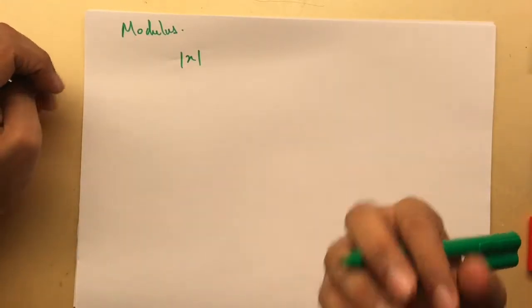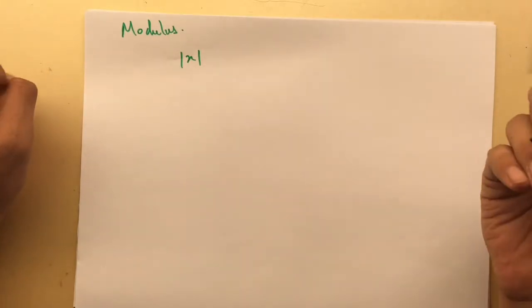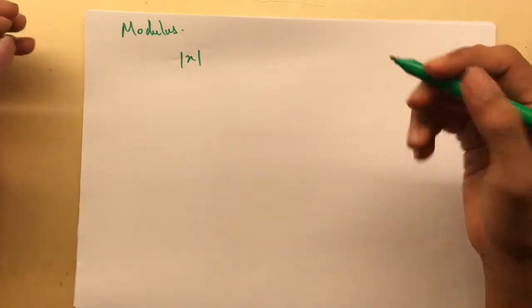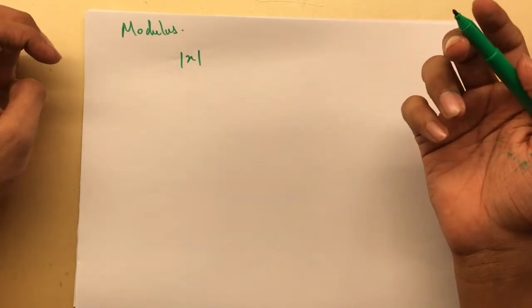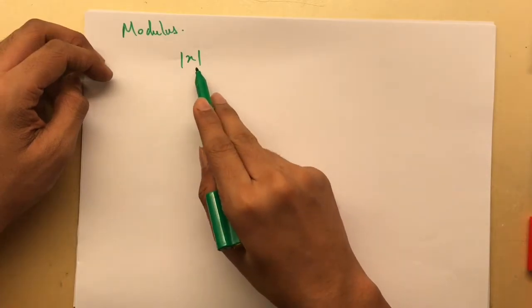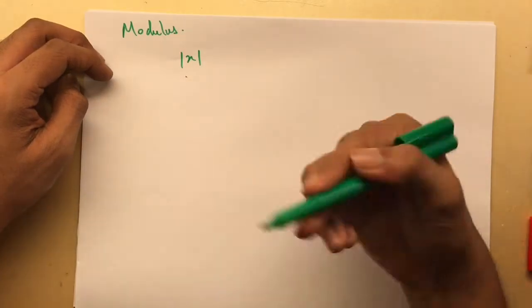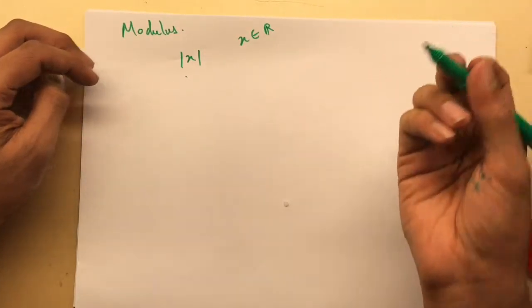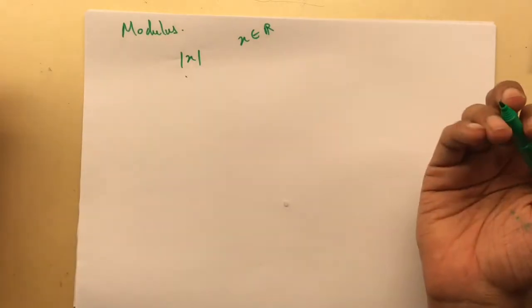But in the case of real numbers, the magnitude just basically means making whatever's inside that positive, because you can't have a magnitude of a negative number. So the magnitude just means making what's inside these two lines, for any number that belongs to real numbers, positive.